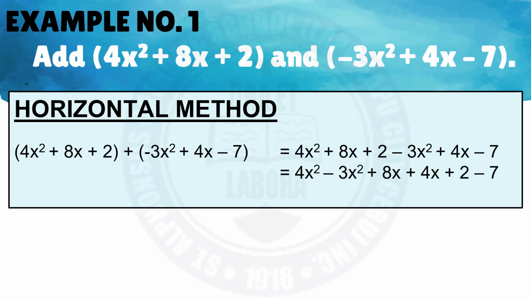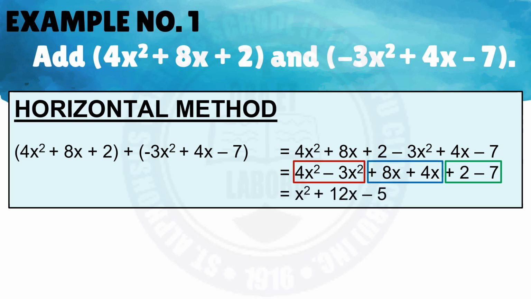Since 4x squared and negative 3x squared are similar terms because they have the same variable and exponent, which is x squared, then we need to put them side by side, as well as 8x and 4x, 2 and negative 7, and then we are going to simplify them further. So 4x squared minus 3x squared, we are going to subtract the numerical coefficients first, which are 4 and negative 3. So 4 minus 3 is equal to 1. Then copy x squared. So the answer is 1x squared or x squared.